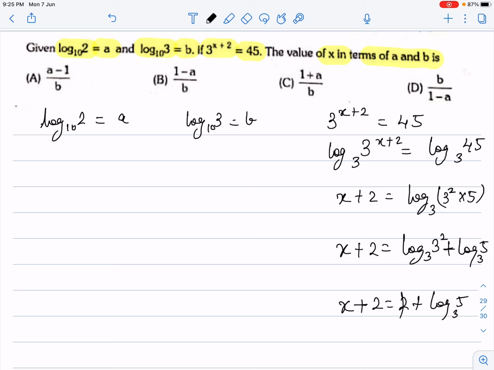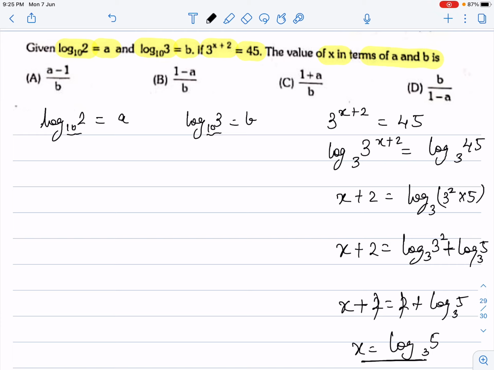So this 2 will get cancelled with this 2. So x will become what? Log of 5 base 3. So exactly I have to get the value of log of 5 base 3. As soon as I get the value of log of 5 base 3, I will get the value of x over here. That is awesome, sir. But can I see a 5 over here? No. That means I would have to generate a 5 over here.